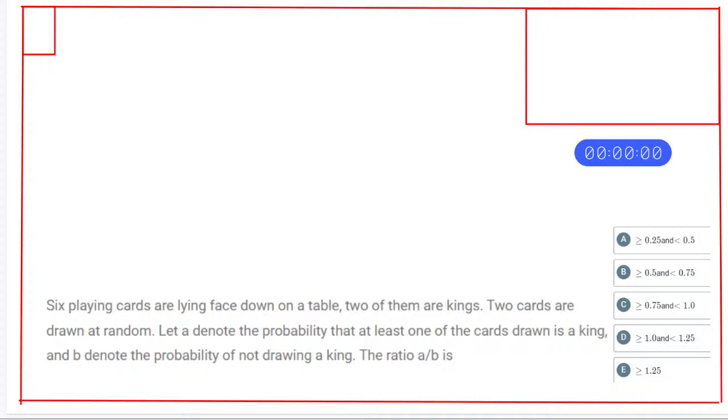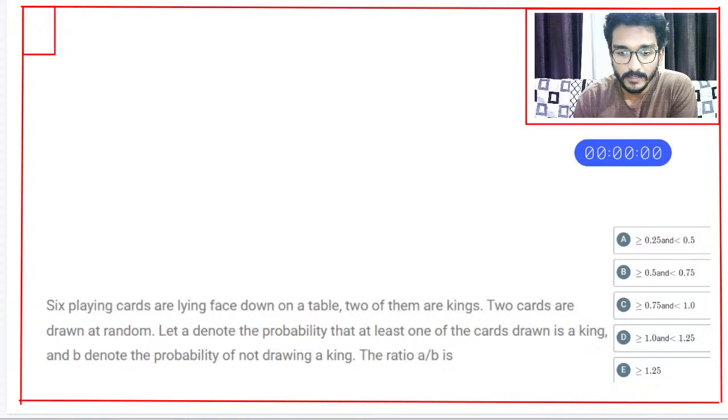So have you done the answer? Or do you require more time? Yes, which option is correct according to you? So let's start the question now.